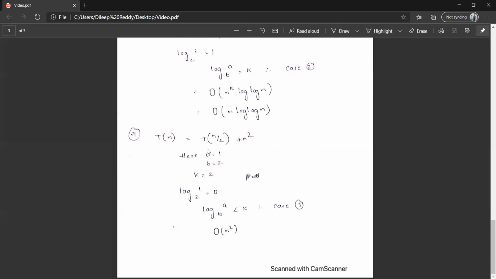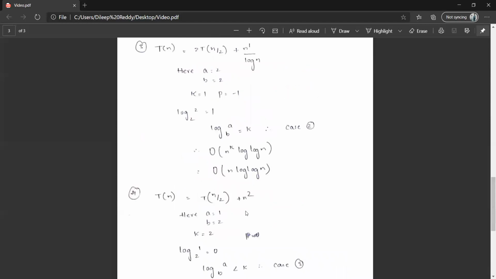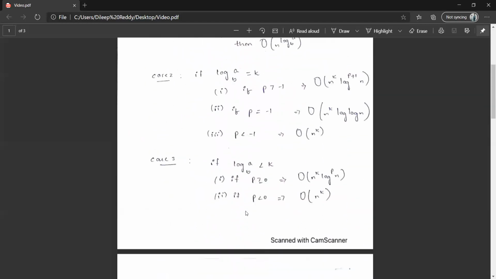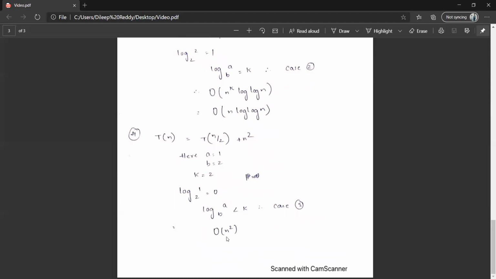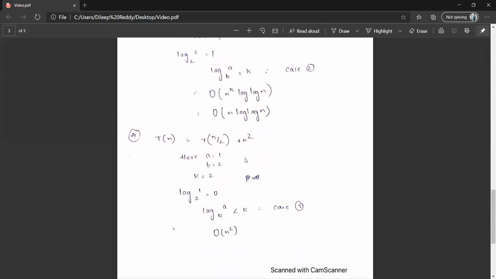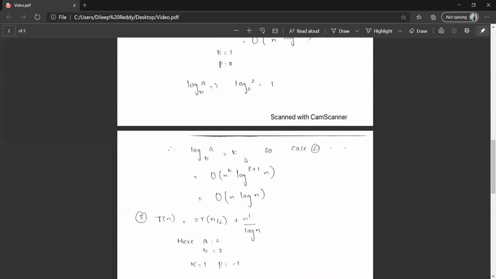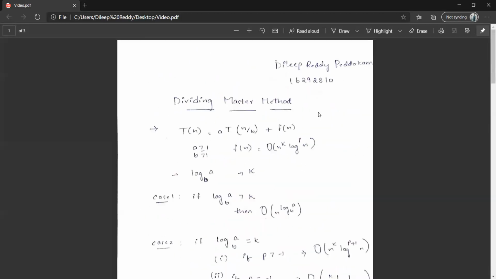And the last example, we're going to see T(n) = T(n/2) + n^2. Here we know the value of a is equal to 1, b is equal to 2, and the k value is 2. So log 1 base 2 is equal to 0. Here log a base b is less than k, so we'll use the third case. With that we'll get big O of n^2. So yeah, these are a few examples of the dividing master method.